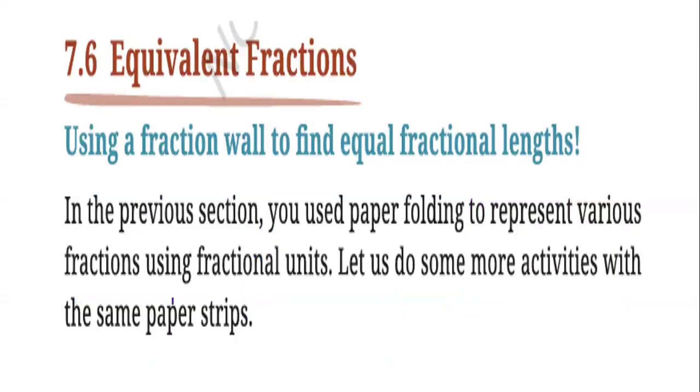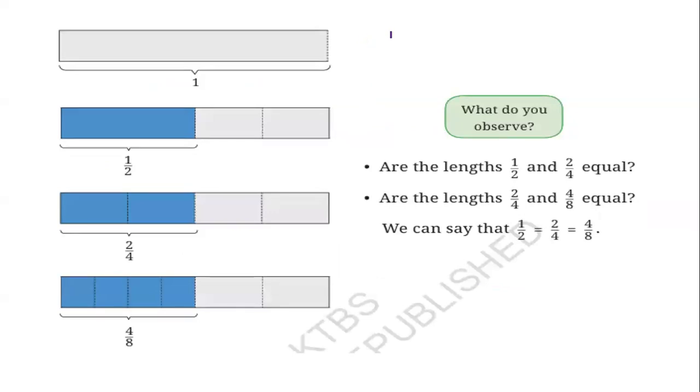Now, let us do some more activities with the same paper strip. In your book, they have given some activity. See, this is a paper strip, 1 unit paper strip. Here, we are dividing this paper strip into two equal parts. Here, one part, two parts. Next, dividing this paper strip into four equal parts, considering two parts, that is 2 by 4. Dividing into two equal parts, considering 1 part, that means 1 by 2. Here, dividing one paper strip into 8 equal parts, considering 4 parts, that becomes 4 by 8.